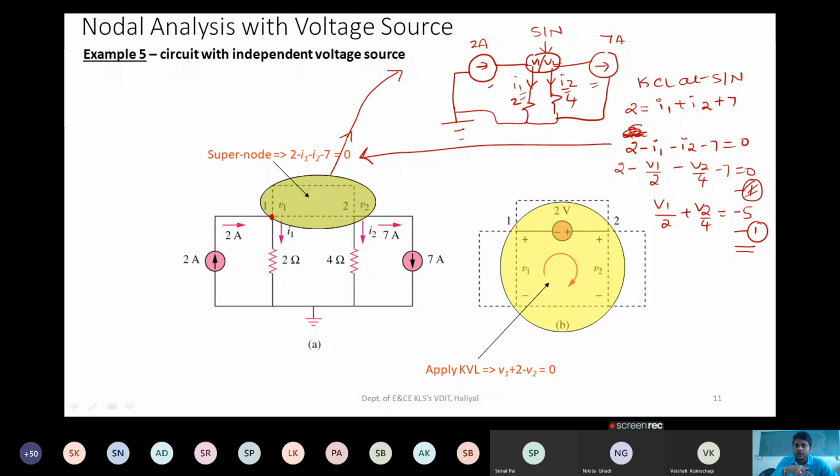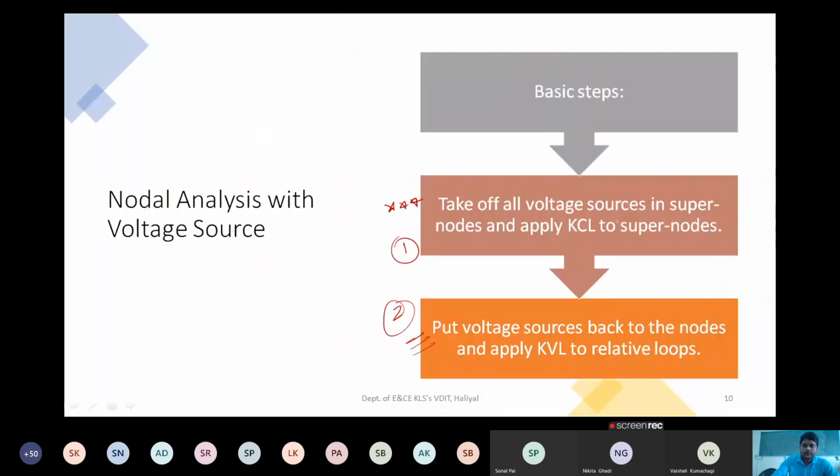But if you have any independent node, suppose somewhere here you have a resistor connected, or a voltage source is connected, then you have to apply KCL again at this node also. At that time this will become an independent node. Anyway, let us not consider this. We have this.